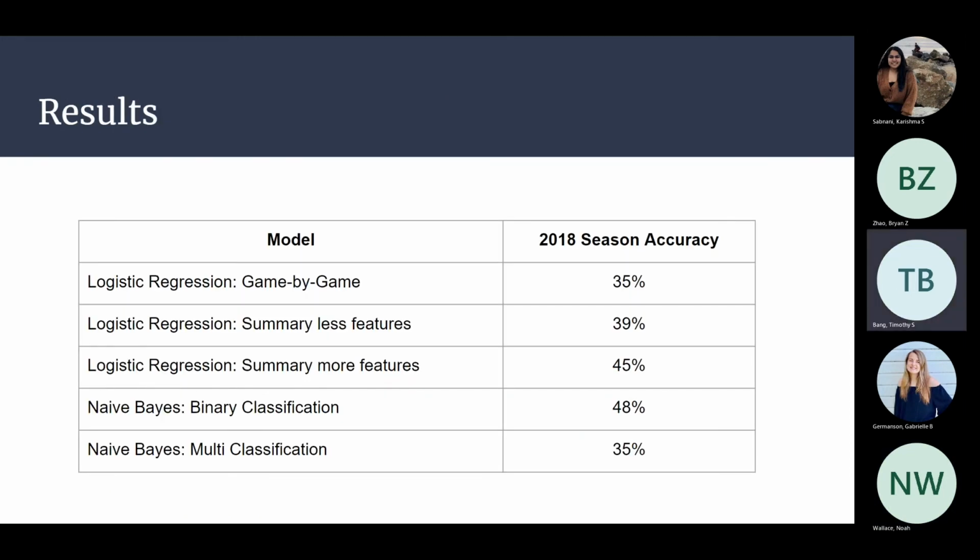Here's a table of the accuracies from each model we created. As you can see, the model with the highest accuracy was naive Bayes with binary classification. This binary classification model was able to most accurately determine whether a team made it to the playoffs or not. The naive Bayes multi-classification model and the logistic regression game-by-game model performed the worst with an accuracy of 35%. This was expected due to the fact that there were 17 classes in this approach, and the number of labels significantly decreases the accuracy of a model.